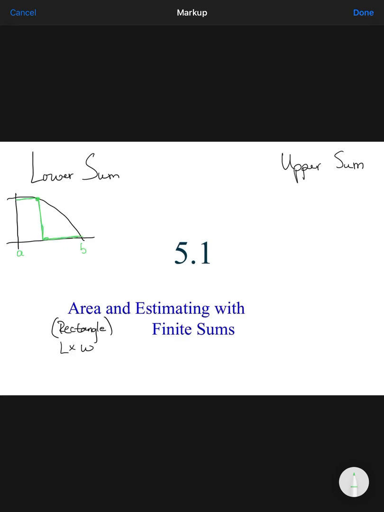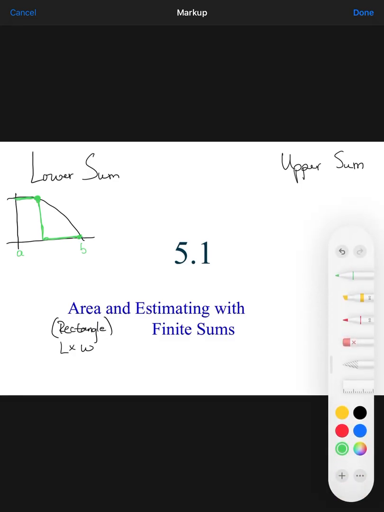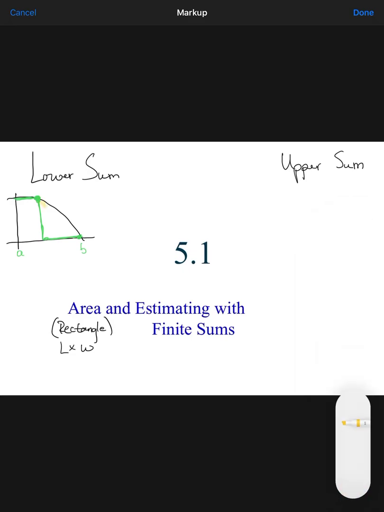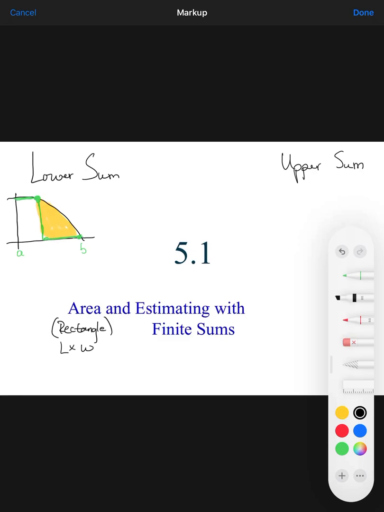The width for your rectangles is supposed to be equal, and it said to use two rectangles. It'll look something like this. As you can see, both of these rectangles are under this curve, and you have all this space right here that has nothing to do with a rectangle. You have one rectangle with a height there.